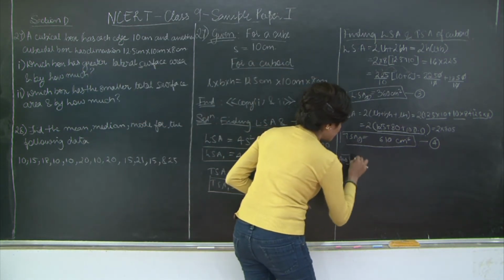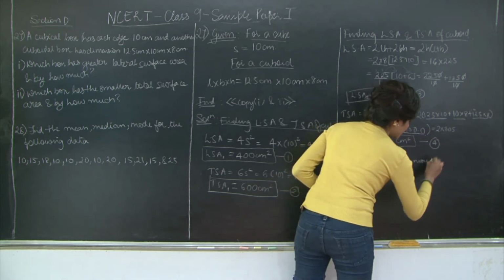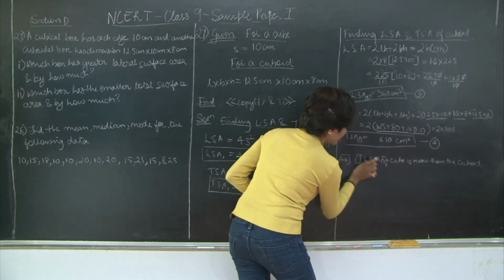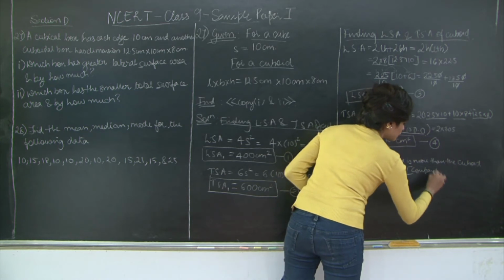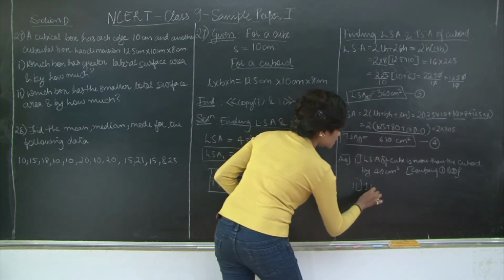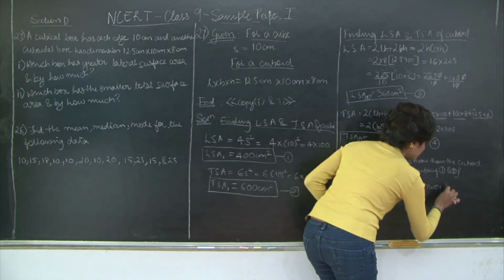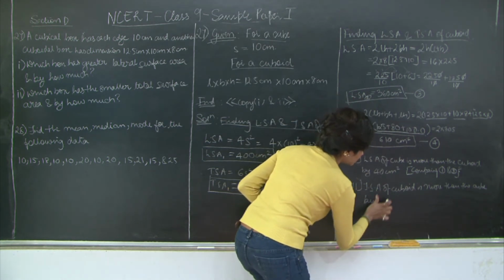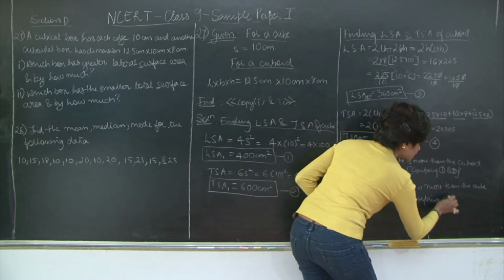You will just say answer 1. Lateral surface area of cube is more than the cuboid by 40 centimeters square, and then you will say comparing 1 and 3. And your second answer, total surface area of cuboid is more than the cube by 10 centimeters square. And here you will say comparing equation numbers 2 and 4.